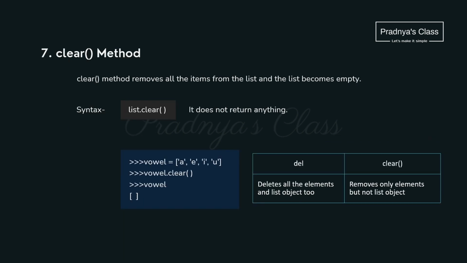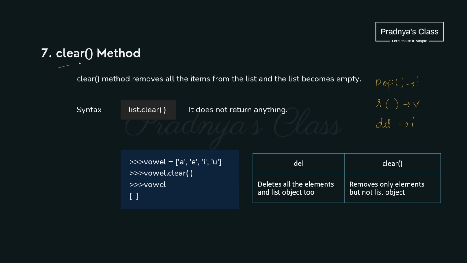We discussed three different options to delete an element from the list. The first one is pop. In case of pop, we need to provide an index. Whereas in case of the remove method, we need to provide a value. The third option is the del statement. Here also we need to provide an index.